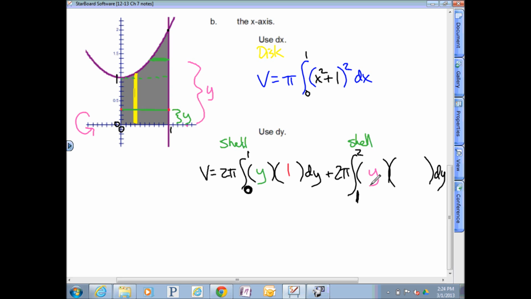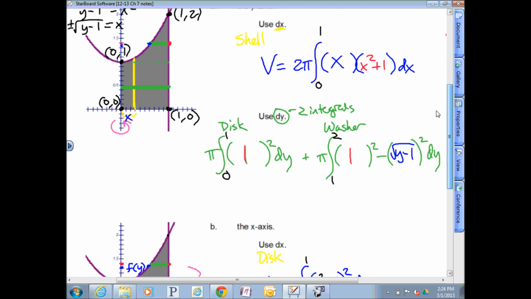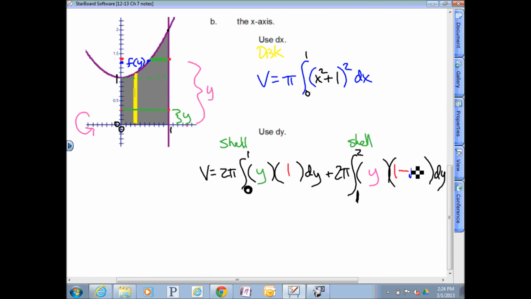Now, how long is this green rectangle? Well, that green rectangle is the difference between the distance between the two red dots, which is 1, and the distance between the two blue dots, which is your f of y, which is that square root of the quantity y minus 1. So here we are, root of y minus 1. So there's my revolving around the x-axis.